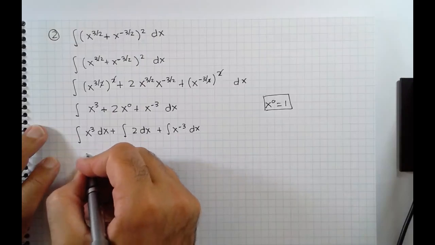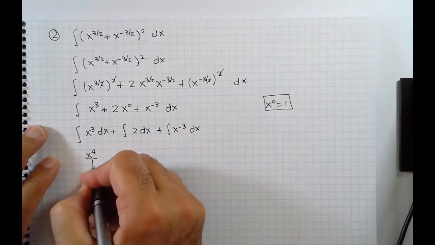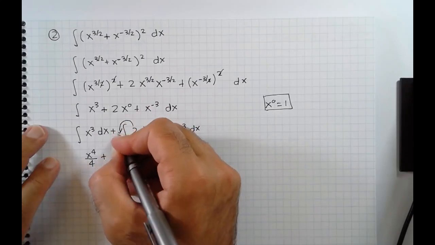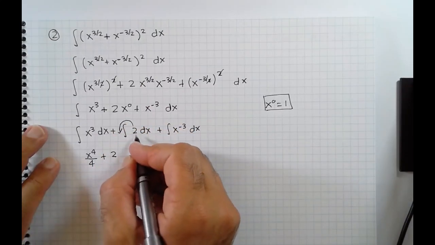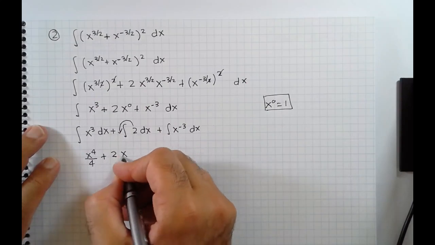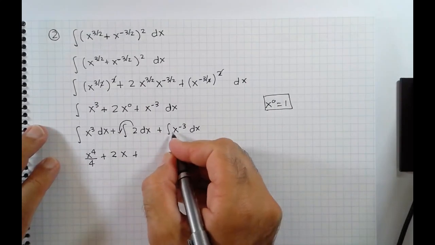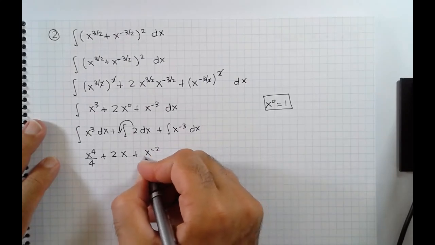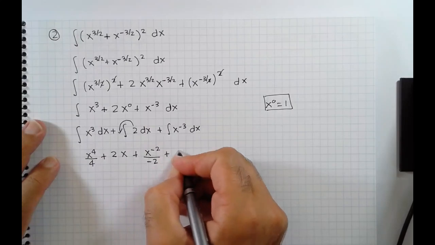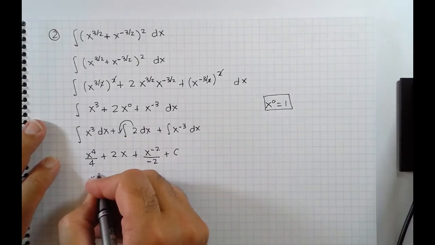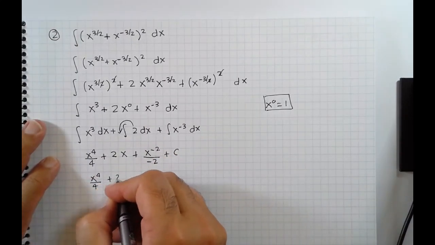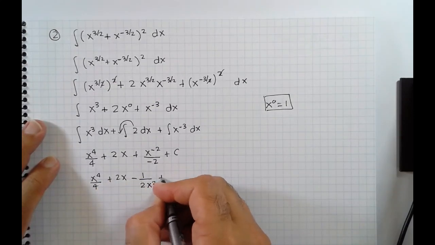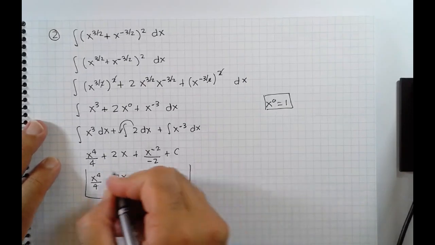Integral of x cubed, that's just reversing the power rule, x to the 4th over 4, plus integral of 2 dx, the constant just passes right through, so that's going to be 2 times integral of 1 dx, which is just x, plus an antiderivative of x to the minus 3 is x to the negative 3 plus 1, that's negative 2, divided by minus 2, plus c. So rewrite this as x to the 4th over 4, simplifying a little bit, minus 1 over 2x squared plus c. That is the answer.